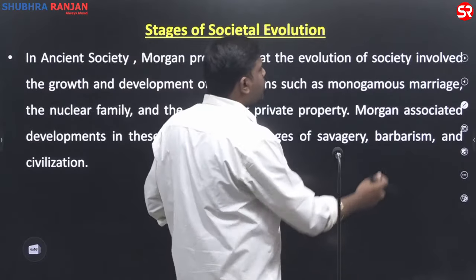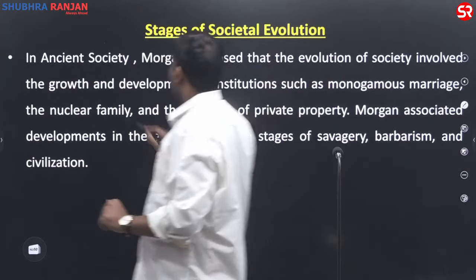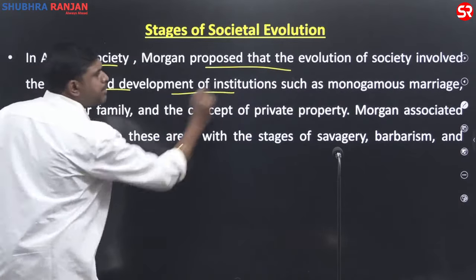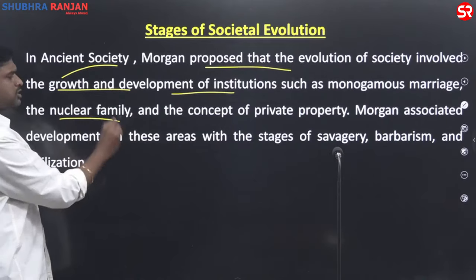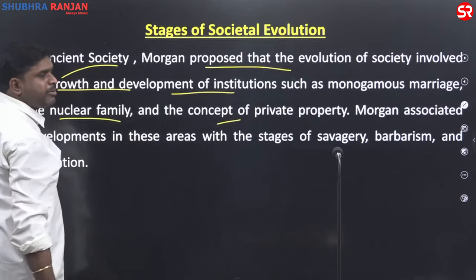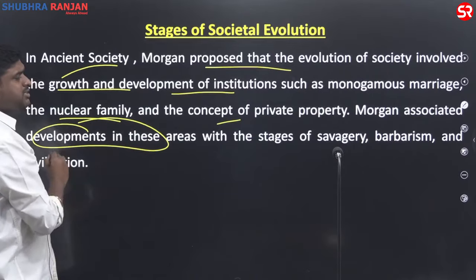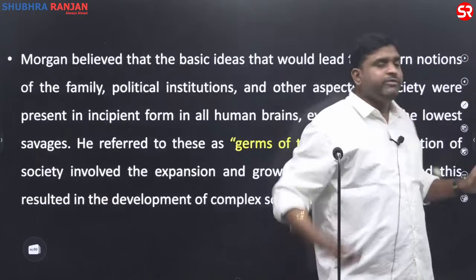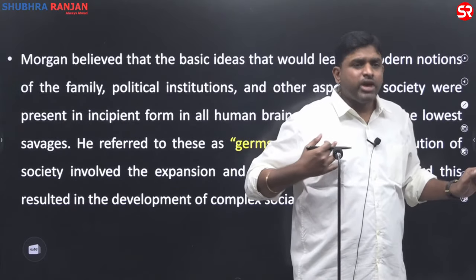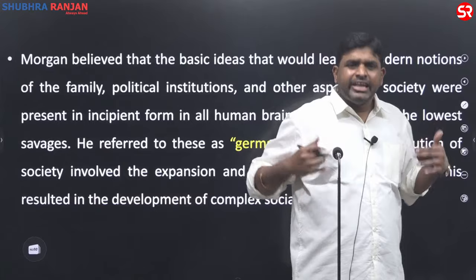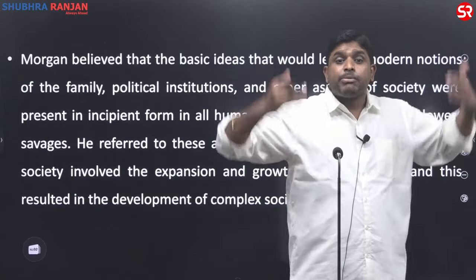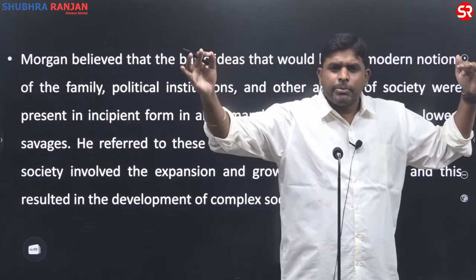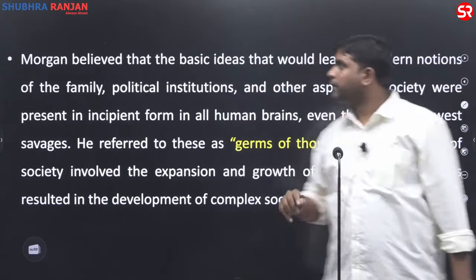Stages of societal evolution, how he gave. In Ancient Society, Morgan proposed that the evolution of society involved the growth and development of institutions such as monogamous marriage, nuclear family, and the concept of private property. Morgan associated developments in this area with the stages of savagery, barbarism, civilization. So today we reached what? Individual property, nuclear family, monogamy; we followed individualism, materialism. So he told how the stages were responsible for the stage of our family, marriage, political systems, economic systems.